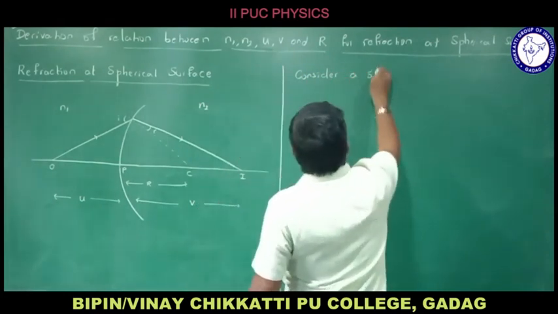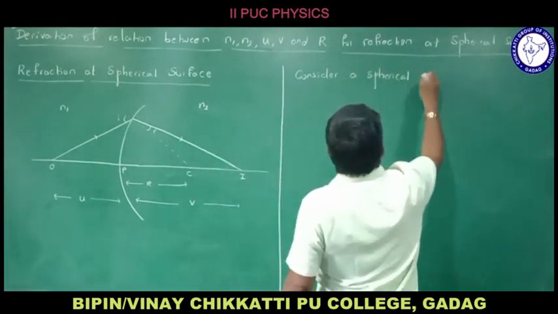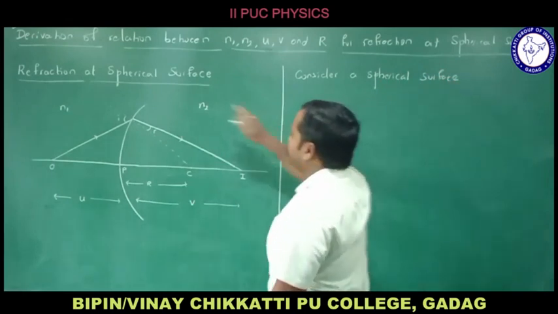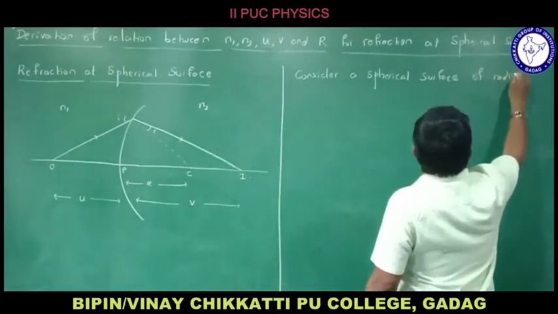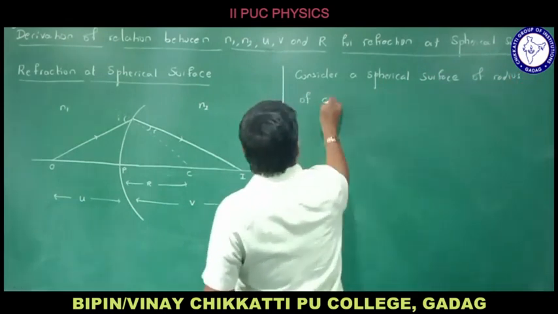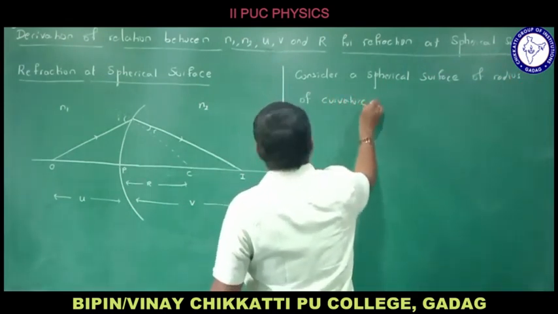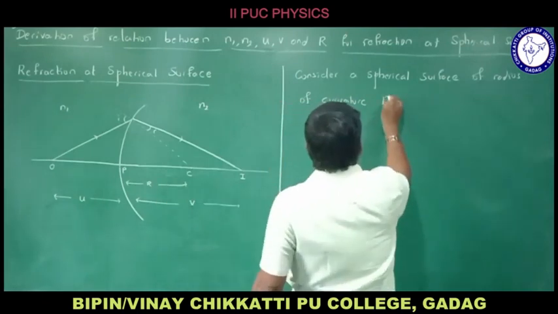Consider a spherical surface. Okay, I need to consider a spherical surface, right? Let me consider a spherical surface. That spherical surface of radius of curvature. So what is the radius of curvature? Radius of curvature is R, right?